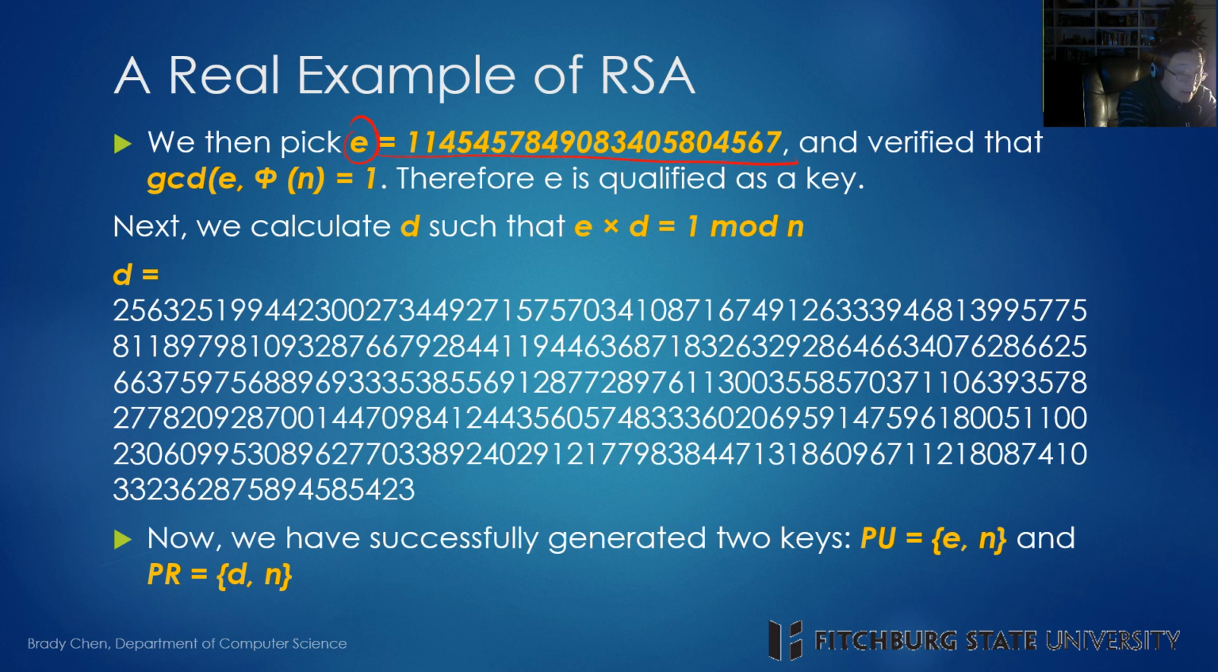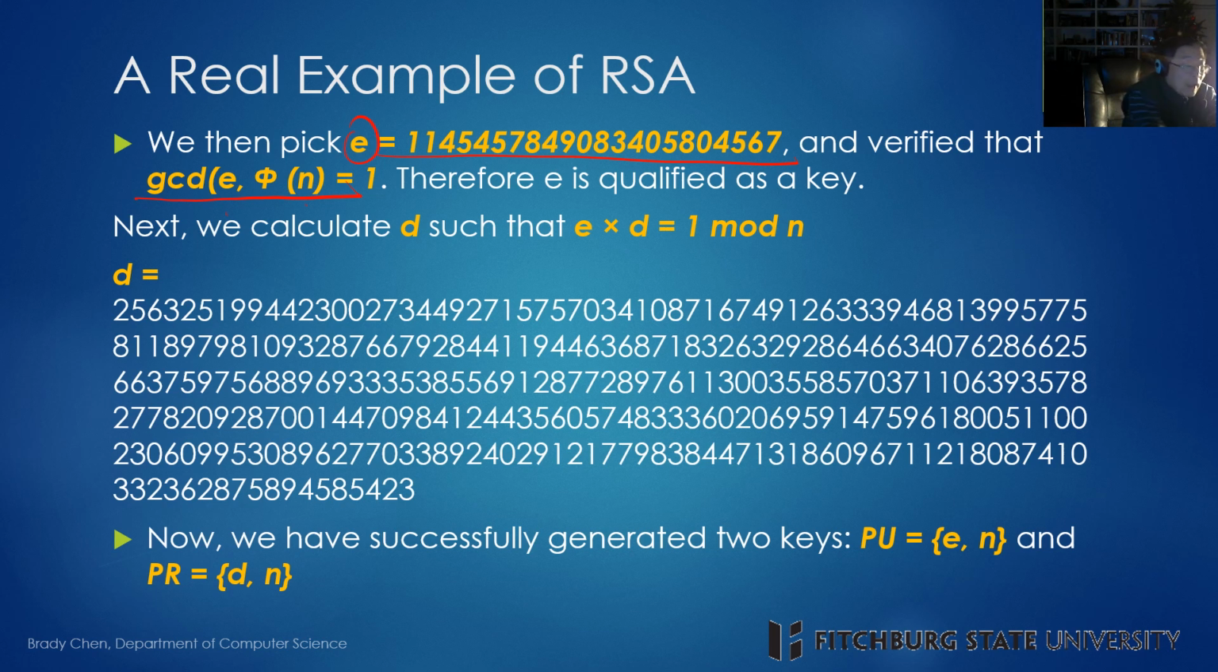Okay. So make sure the GCD of E and phi of n is 1. That means E and phi of n are relatively prime. Remember what phi of n is? I displayed this in the previous slide. That's phi of n. But E and phi of n are relatively prime.